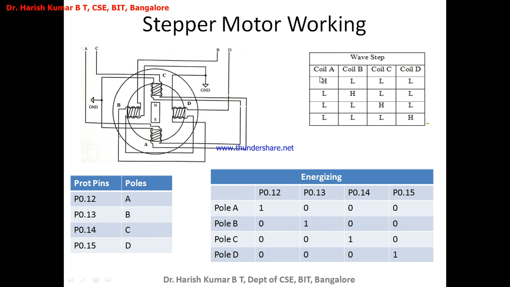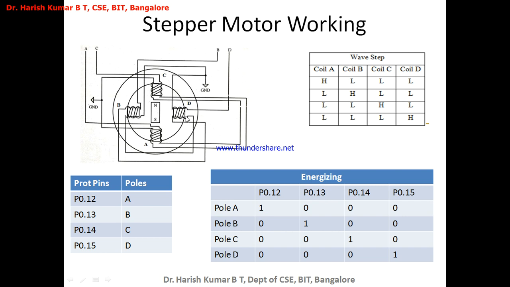In wave step operation, if you energize one coil at a time, the stepper motor will rotate by one step. You energize coil A, and the stepper motor rotates. This acts as the south pole and it repels, so this one moves towards this. Next you energize coil B, and next you energize coil C, then you energize coil D. So this is a wave step configured stepper motor.